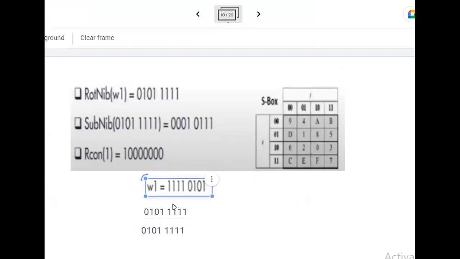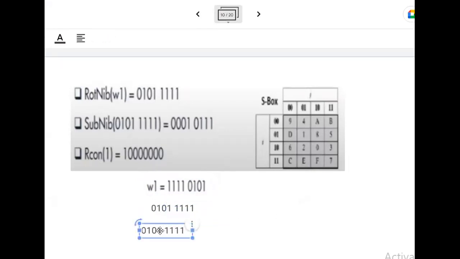W1 was 1101. After the swapping of W1, we will be getting this. After the swapping, that is nothing but the rotate operation. We will be getting this, right? And then, we are done with these steps, the rotate nibble. And then we are looking for the substitute nibble.